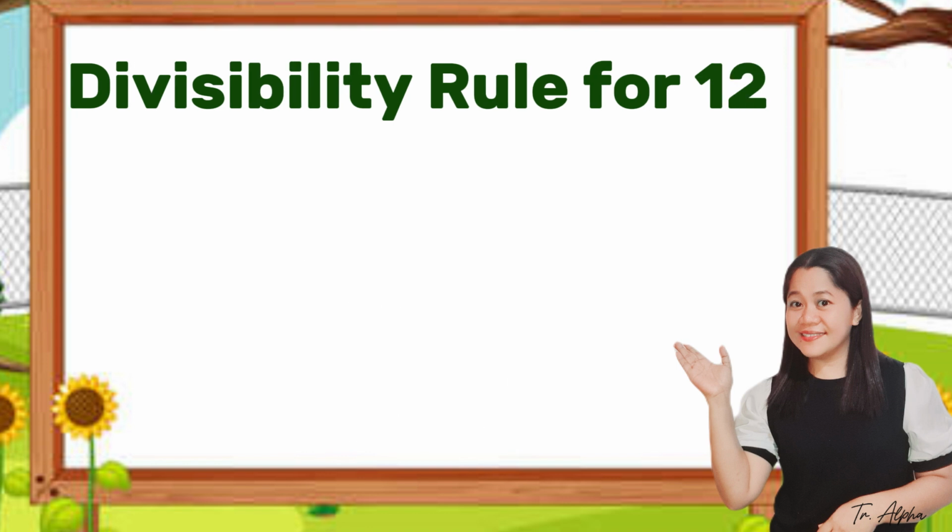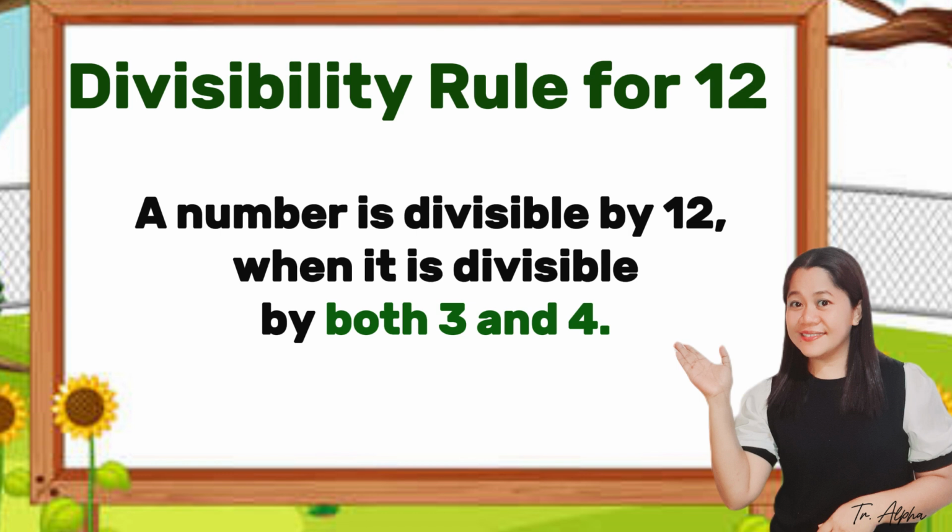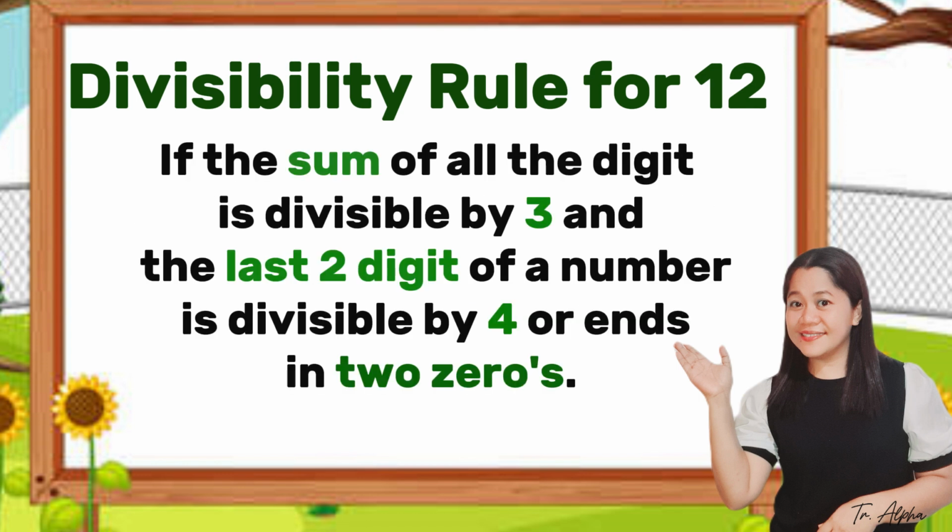Divisibility rule for 12. A number is divisible by 12 when it is divisible by both 3 and 4. So, a number is divisible by 12 if the sum of all the digits is divisible by 3 and the last two digits of the number are divisible by 4 or it ends in two zeros.